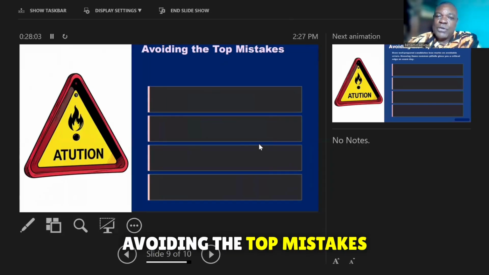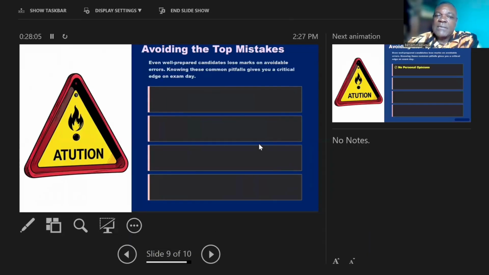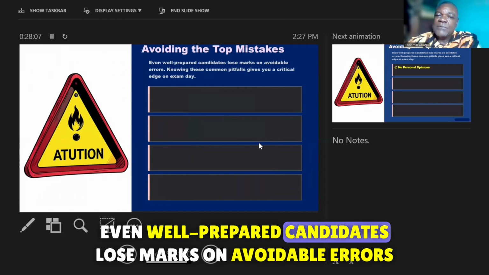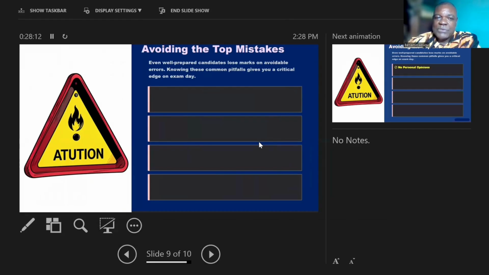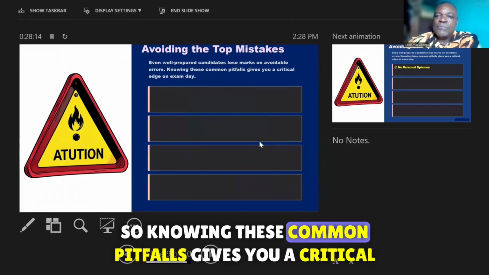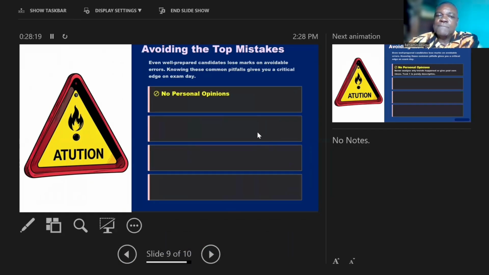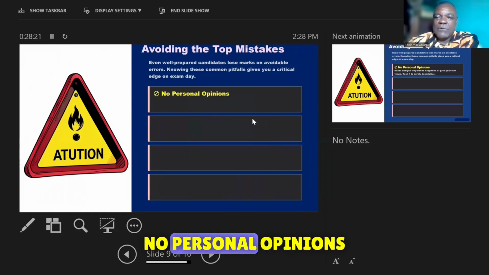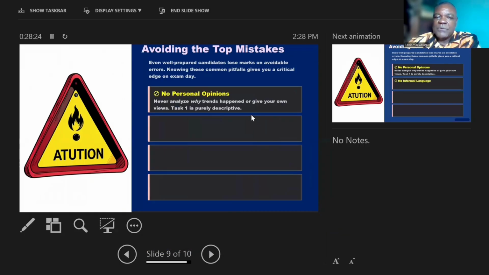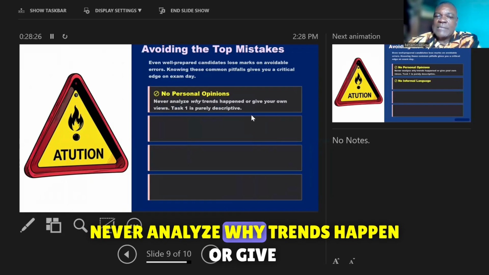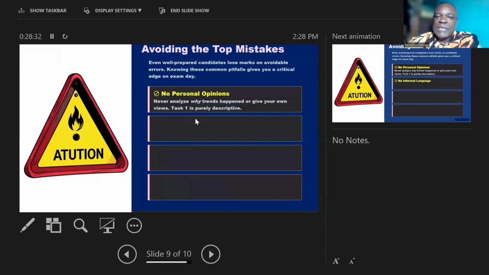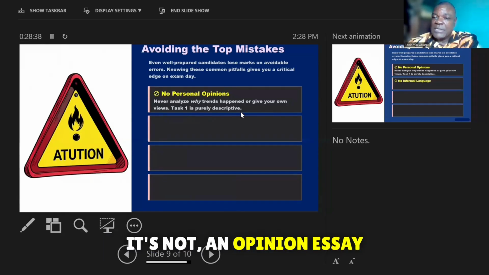Avoiding the top mistakes. Even well-prepared candidates lose marks on avoidable errors. So knowing these common pitfalls gives you a critical edge on exam day. No personal opinions. Never analyze why trends happen or give your own views. Task 1 is purely descriptive. It's not an opinion essay.